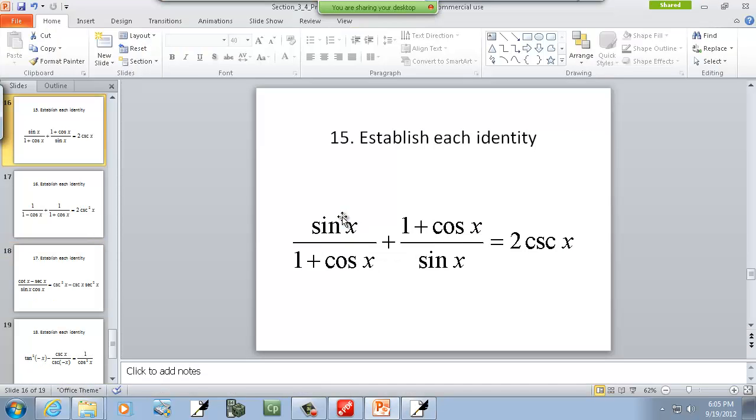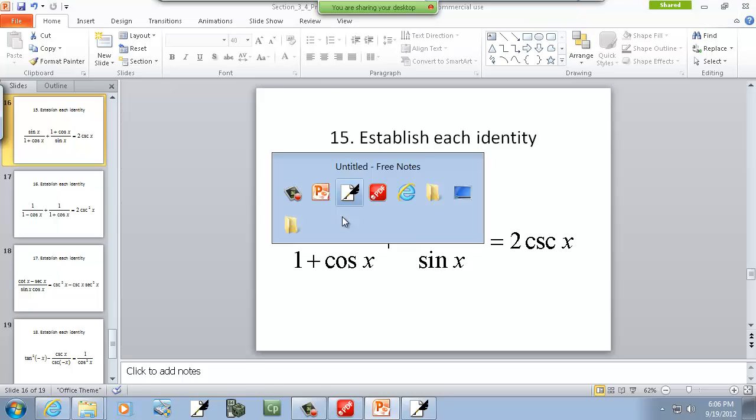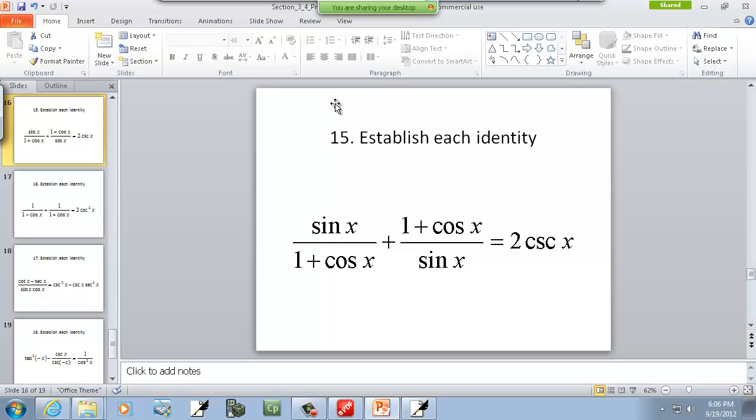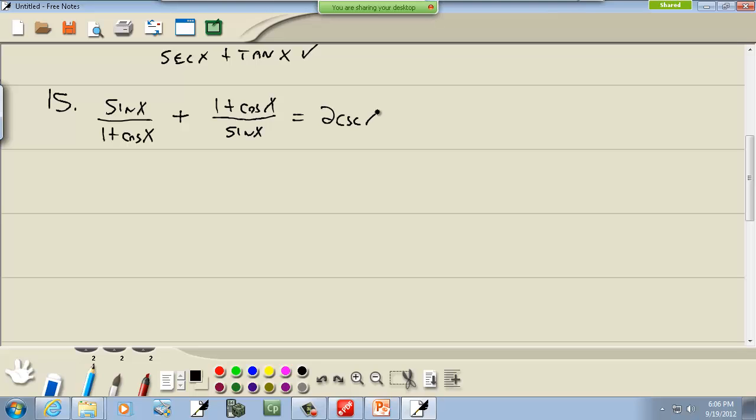Okay, let's look at this next one. We got sine x over 1 plus cosine x plus 1 plus cosine x over sine x equals 2 cosecant x. Well, one thing that I could try is I could get a common denominator, merge it into a single fraction. And I don't know if that'll go anywhere, but let's try it and see.